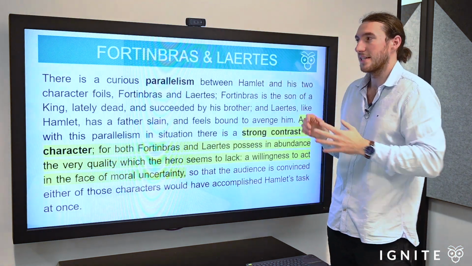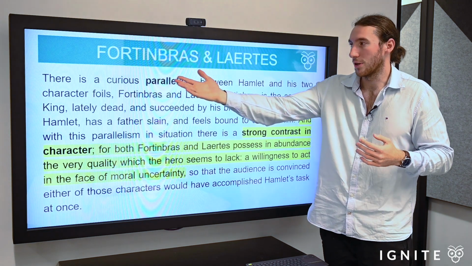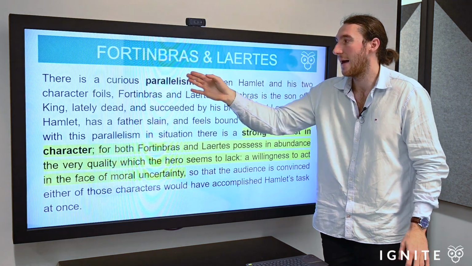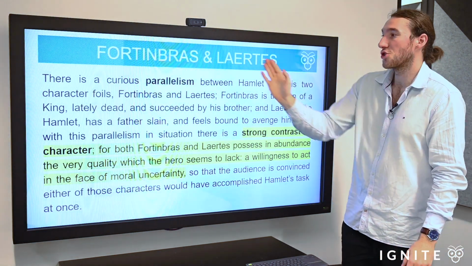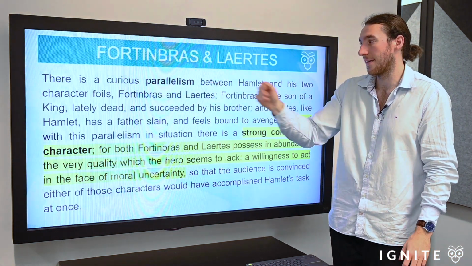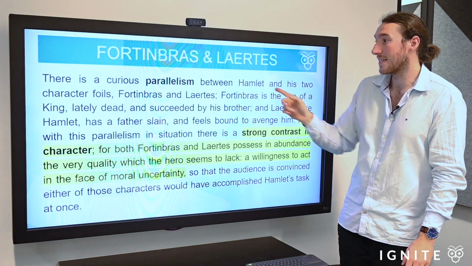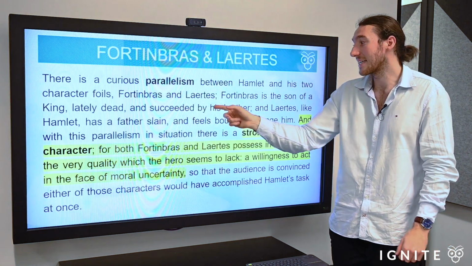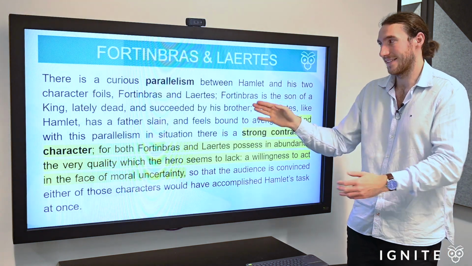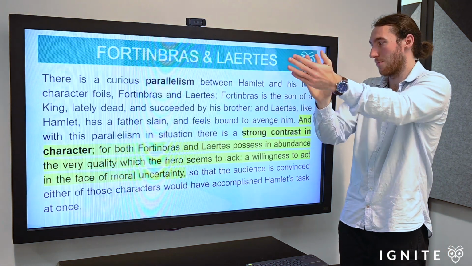When we look at Fortinbras and Laertes as foils, we can look at this. There is a curious parallelism. They parallel each other in many ways between Hamlet and his two character foils, Fortinbras and Laertes. Fortinbras is the son of a king lately dead, that's the same as Hamlet, and succeeded by his brother, that's the same as Hamlet because Claudius is the brother as well.